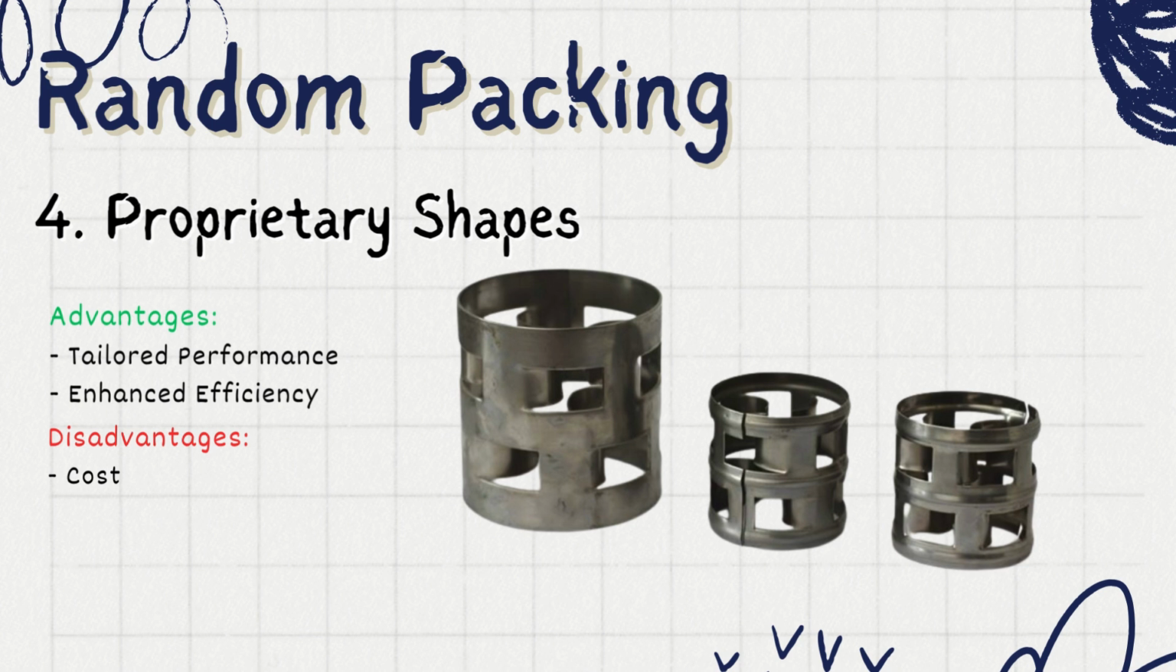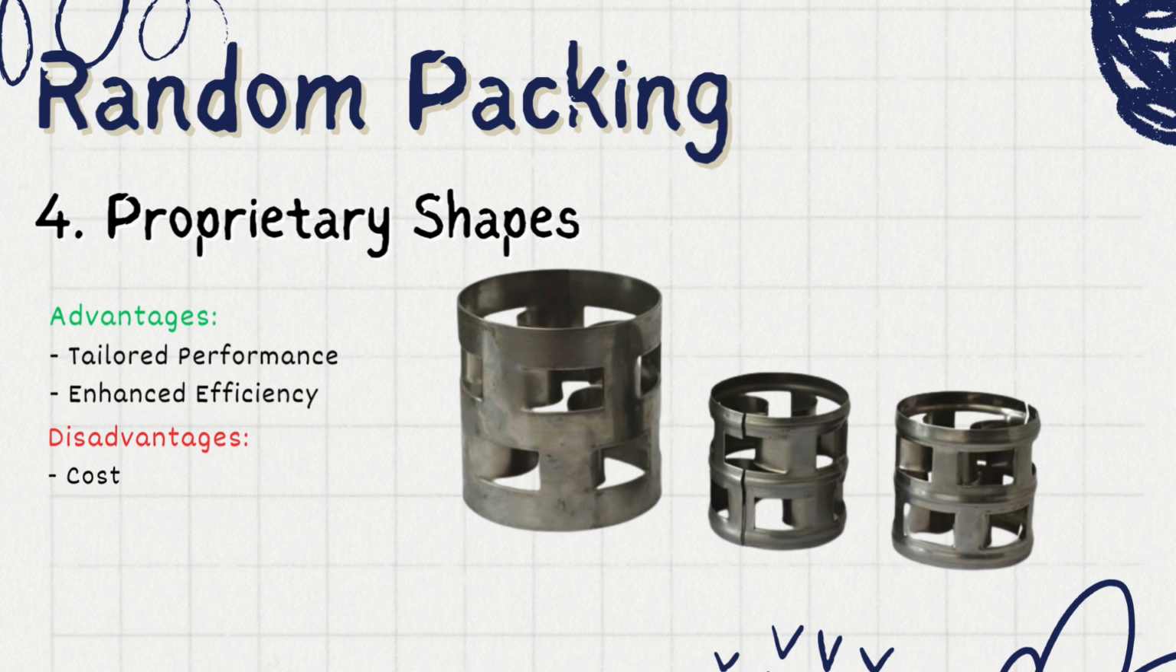Okay guys, getting back, we were discussing the proprietary shapes, where we discussed that proprietary random packing includes the interlock saddle, high pack ring, and these types of packings are specially designed to have specific performance advantages. Okay guys, talking about the advantages of proprietary shapes, they are designed for specific applications, means they have a tailored performance. Okay, and guys, this type of packing often offers better performance than the standard random packings, which means they have enhanced efficiency compared to the ball saddle or Raschig ring, ball ring, typical rings.